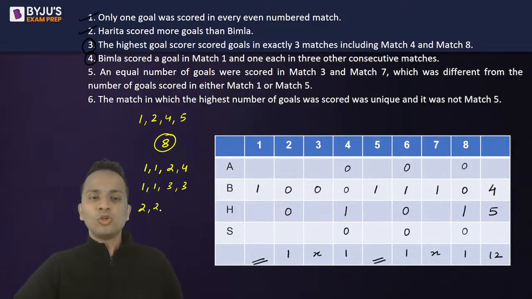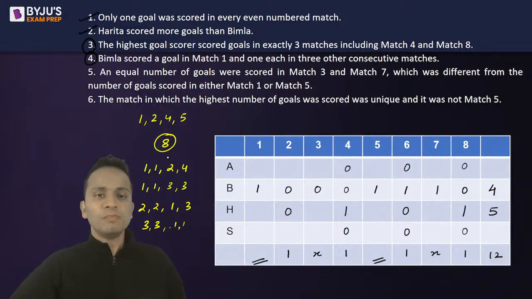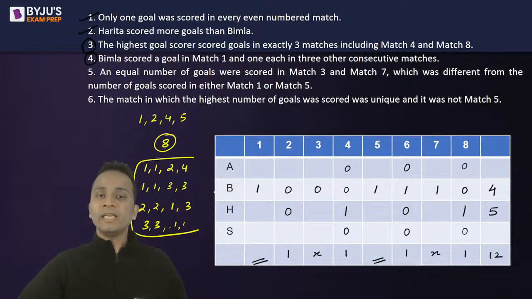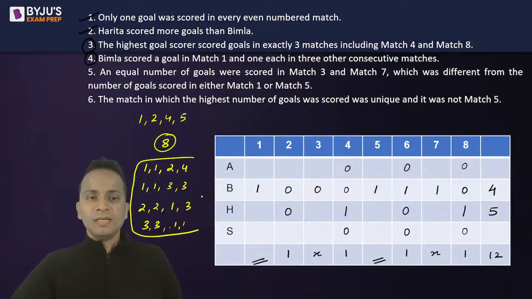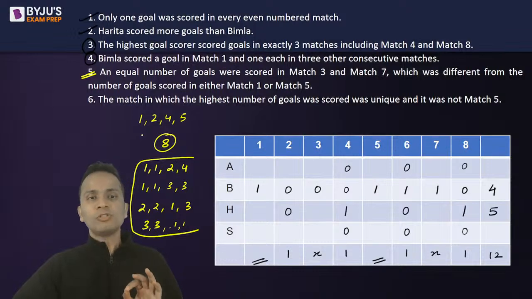It can be 2, 2, 1 and 3. This is another possibility. Or it can be 3, 3, 1, 1. Okay, 3, 3, 1, 1. Here 1, 1, 3, 3 and 3, 3, 1, 1 are the same thing. But these can be the 4 possibilities of the remaining 4 numbers, which will be the total number of goals scored in match number 1, 3, 5 and 7. Okay, done. Now let's move ahead. So that was statement number 5. I have got some information based on that. Now let's talk about statement number 6.